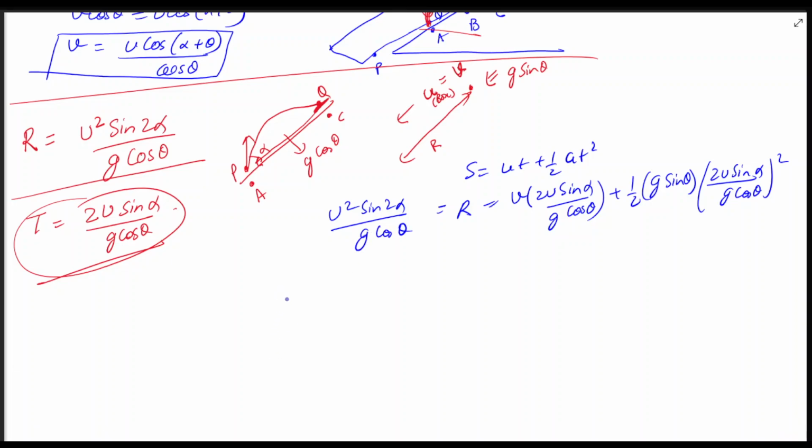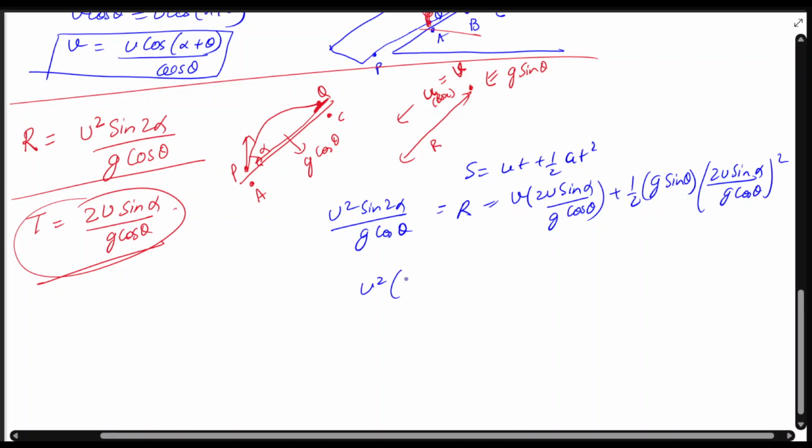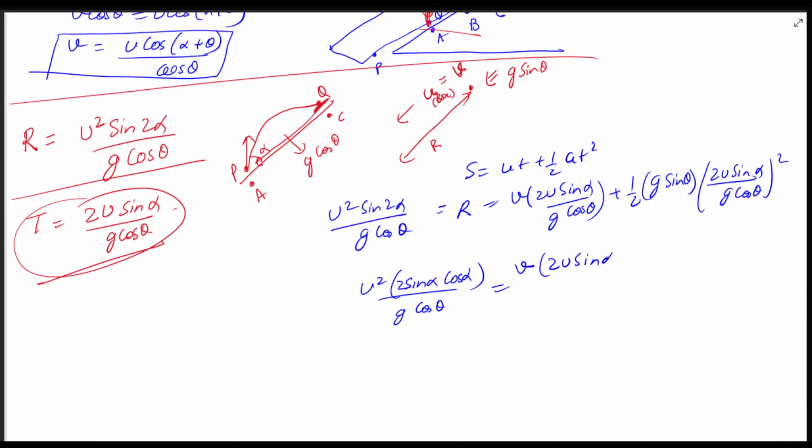Now let's start to equate it, okay? So we will get u square, let's write it as sin 2 alpha as 2 sin alpha cos alpha, divided by g cos theta, equals to v, remember this is v, times 2 sin alpha divided by g cos theta, plus half. So this is g sin theta, right? This will be 4u square sin square alpha upon g square cos square theta.